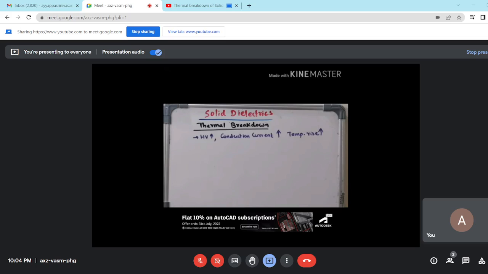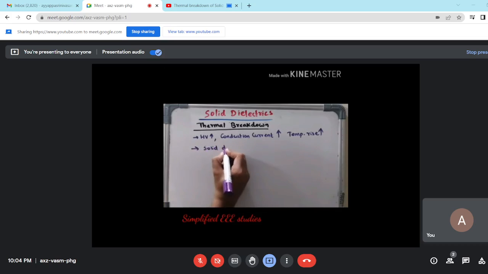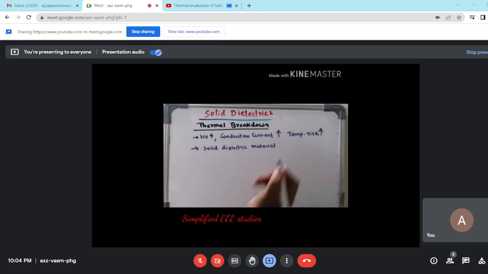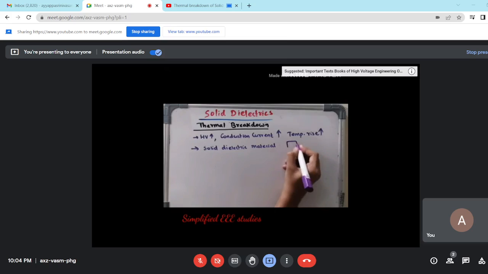Now we have to perform the analysis of thermal breakdown. How can we perform the analysis of thermal breakdown? First of all, consider a solid dielectric material, a solid dielectric test piece. You are applying high voltage. See, this is a solid dielectric material.